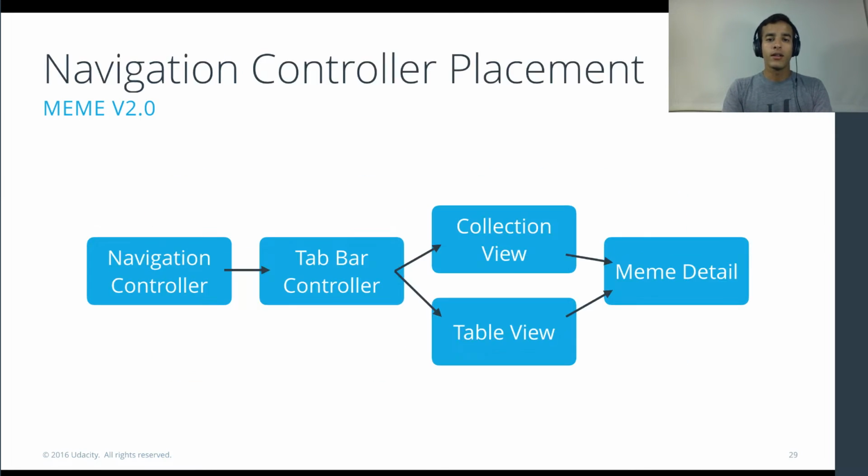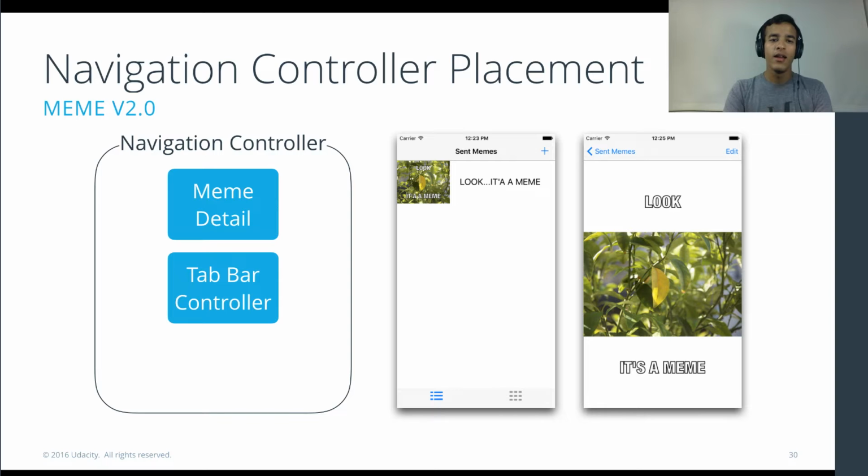All right, let's look at another common problem, and that is with navigation controller placement. So here we're just outlining a rough storyboard. In this storyboard, we have a navigation controller, which is attached to a tab bar controller. And in the tab bar controller, we have a collection view on the first page and a table view on the second page. And when we click on one of the items in the collection or table view, we are shown the details of that view. Let's look at an image to see what this actually looks like. Okay, so on the left is a navigation controller stack.